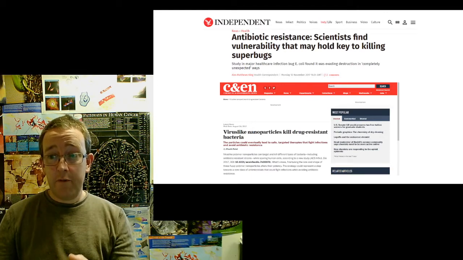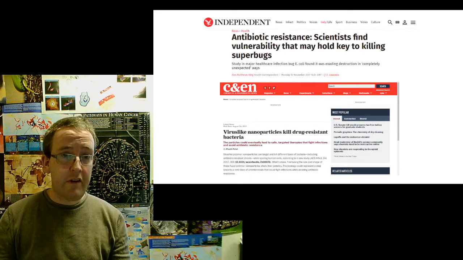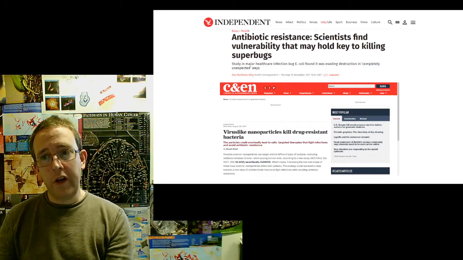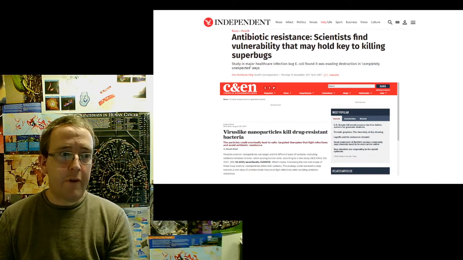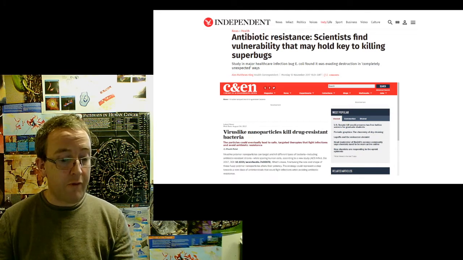Nanotechnology, using nanoparticles to kill drug-resistant bacteria, is another clever suggestion. So people are working on this, but it needs to be going far faster and with far more funding behind it.